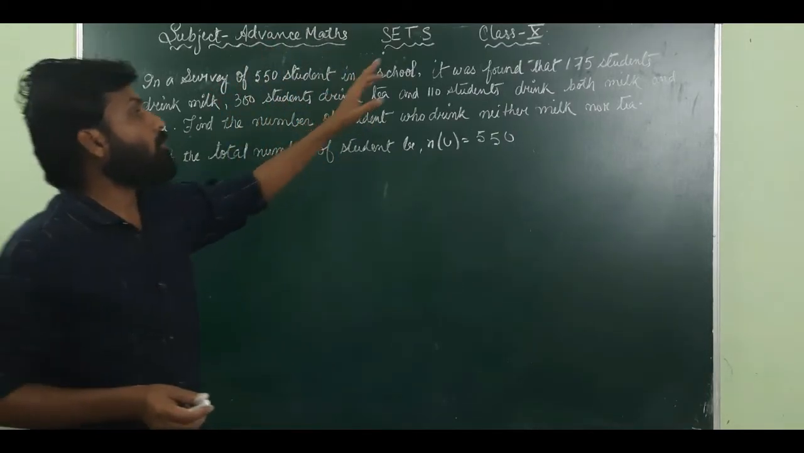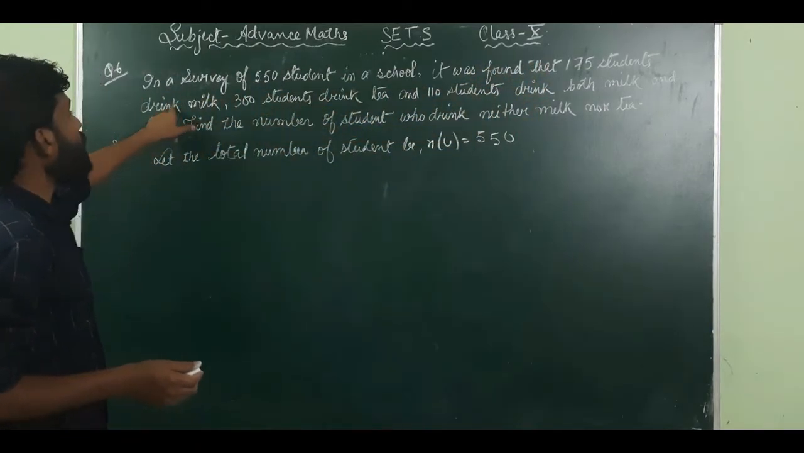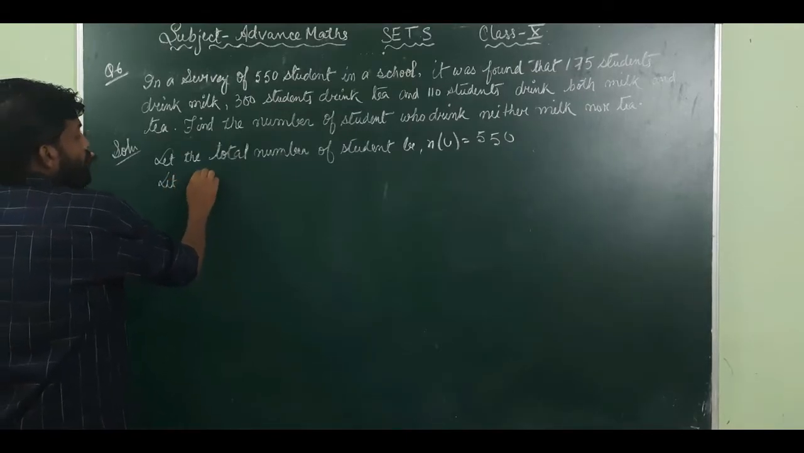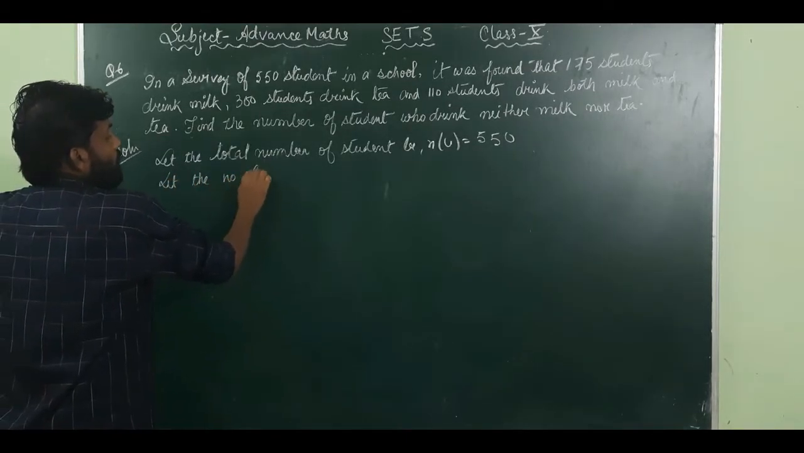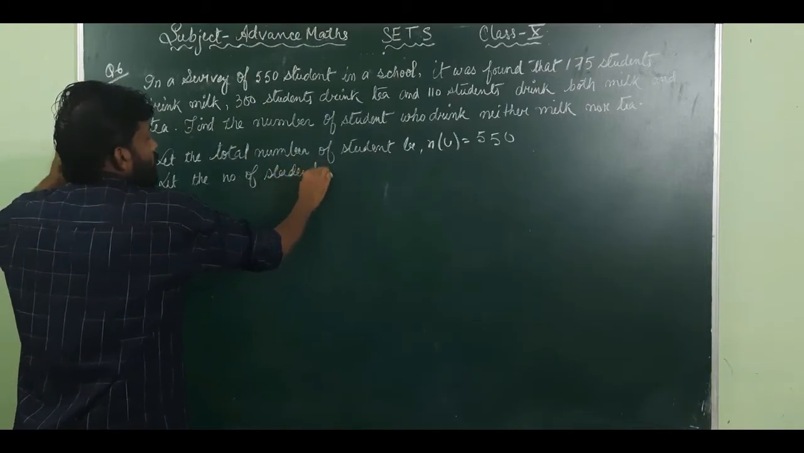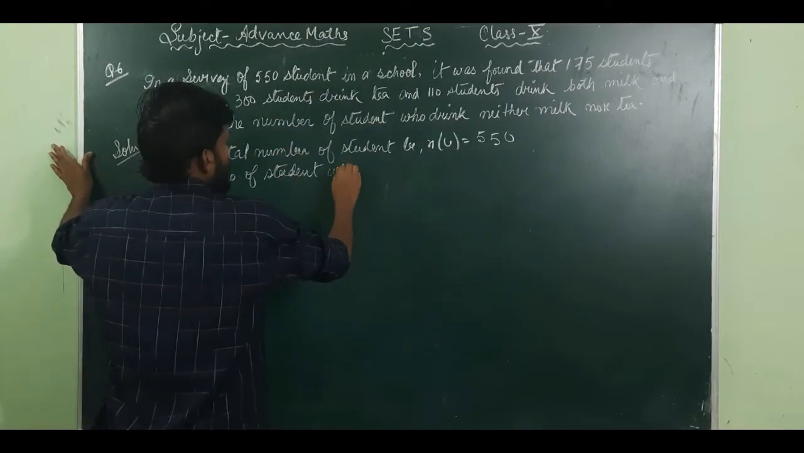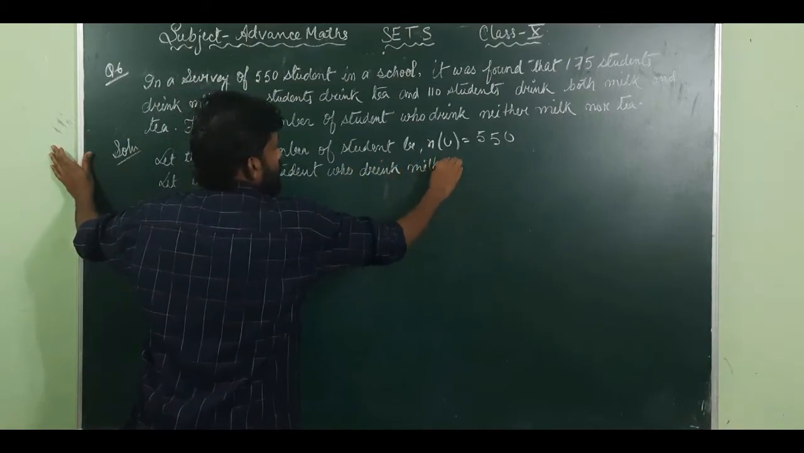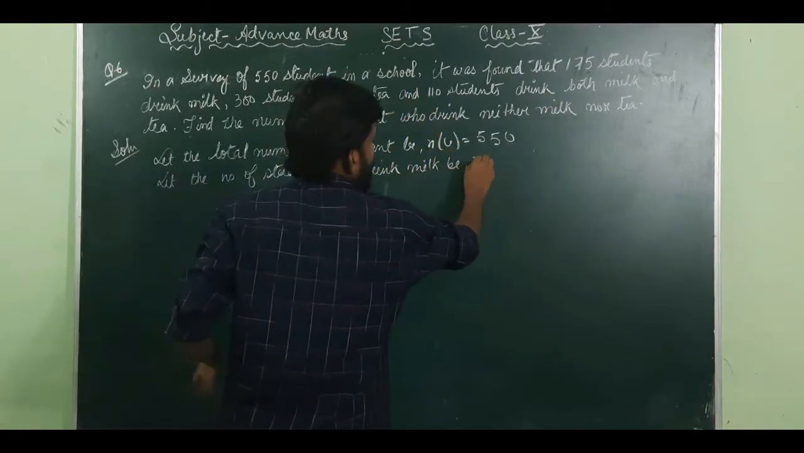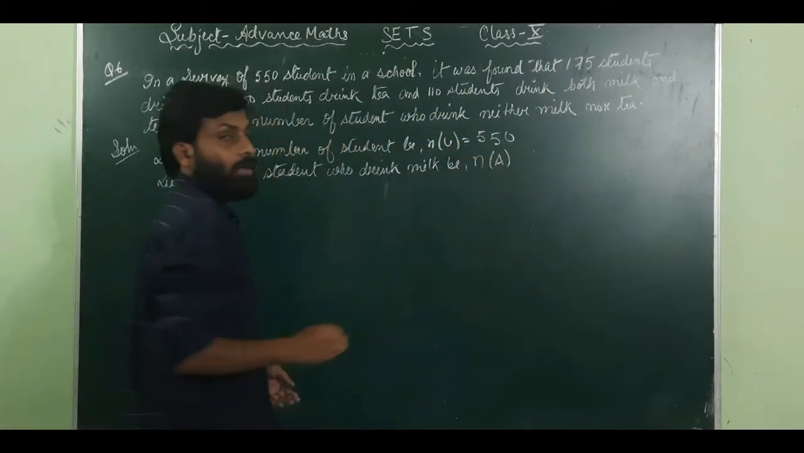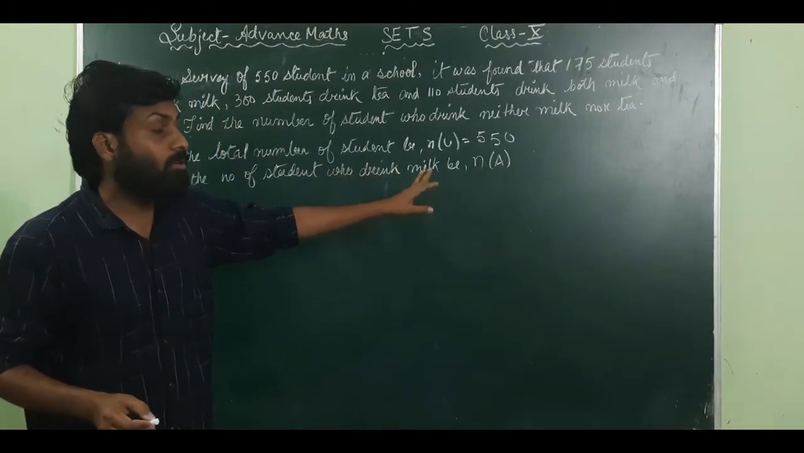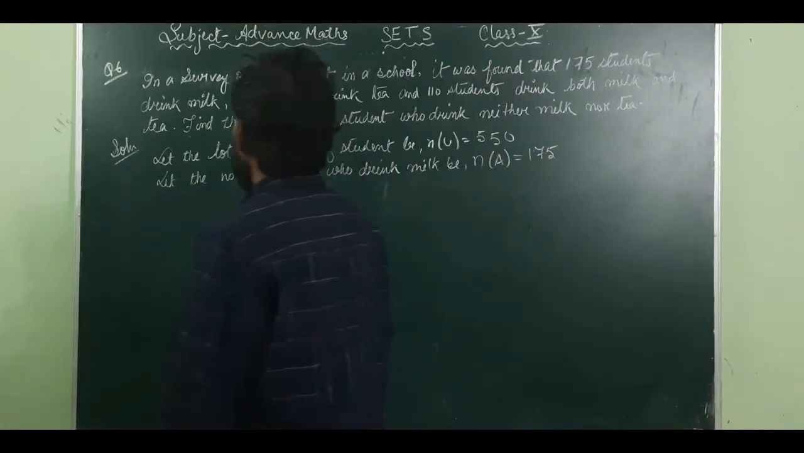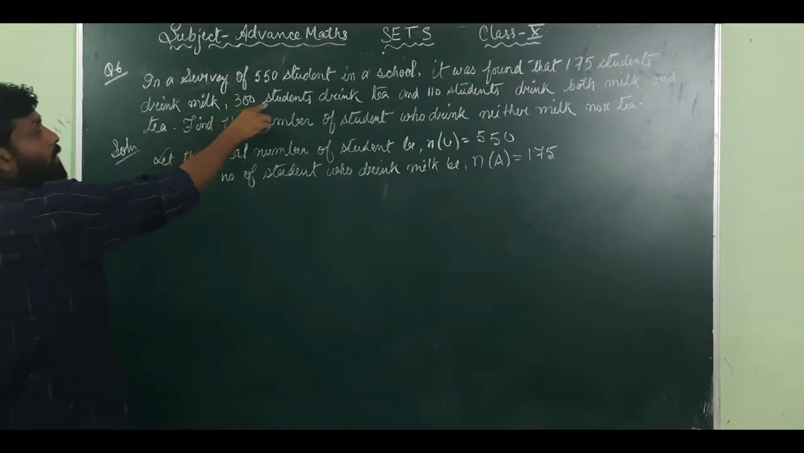Now they say that it was found that 175 students drink milk here. So what can you write here? Let the number of students who drink milk be, let us assume, a here. Let us assume that the number of students who drink milk is n of a. So n of a is equal to how much is given in the question? 175. 300 students drink what?